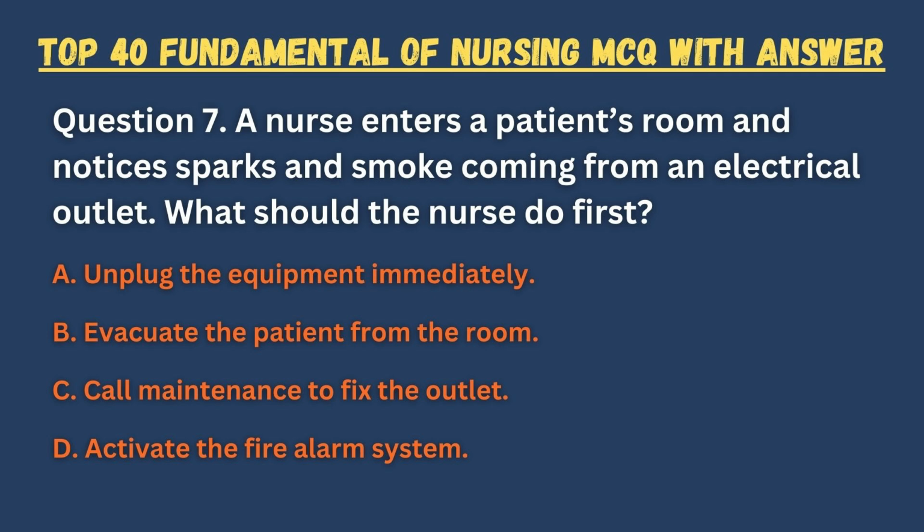Question 7. A nurse enters a patient's room and notices sparks and smoke coming from an electrical outlet. What should the nurse do first? A. Unplug the equipment immediately. B. Evacuate the patient from the room. C. Call maintenance to fix the outlet. D. Activate the fire alarm system.